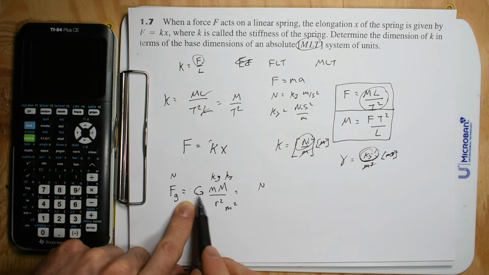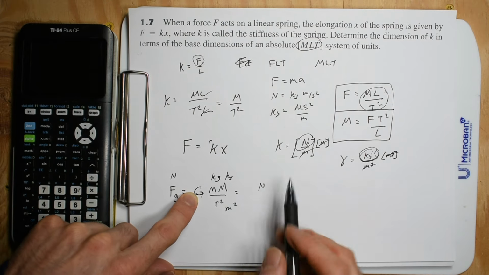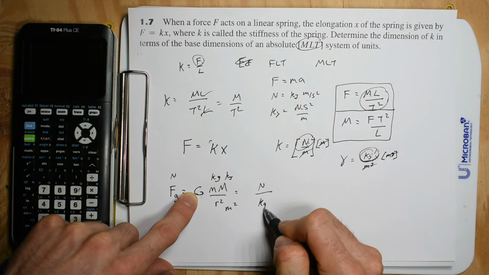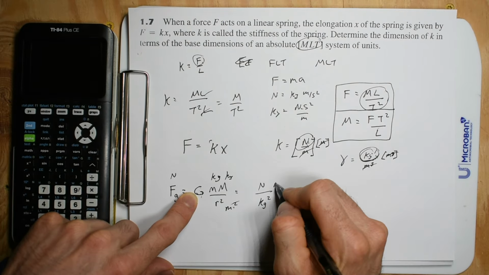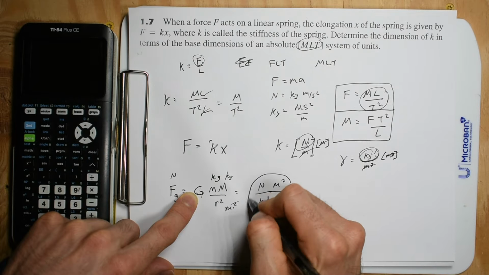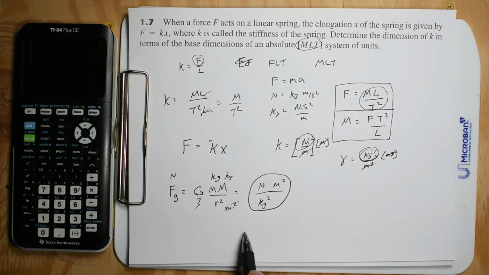It's like a puzzle: what do you need over here? Well, I need a Newton. What do we not need? We don't need any of the kilograms, so we're going to put kilogram squared downstairs. We don't need any of the masses, so we have to cancel that by throwing meters squared upstairs. Booyah. So these are the units that you'll see for the gravitational constant.